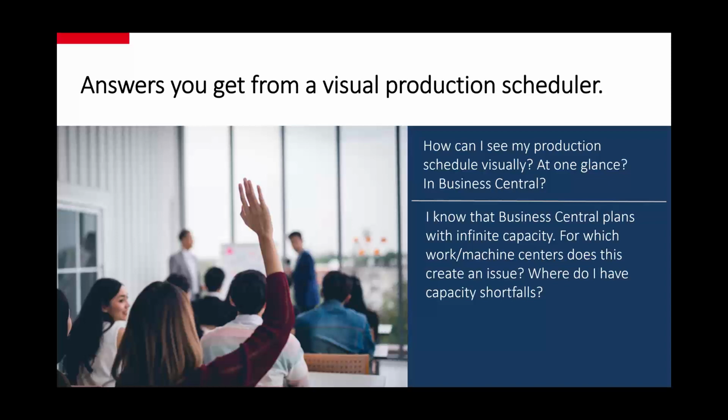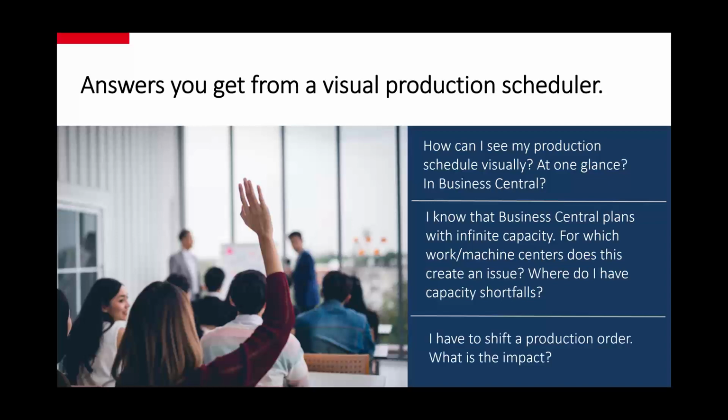So the Visual Production Scheduler mirrors the business logic of Business Central. It also works with infinite capacity. However, it gives you visualization to see where you're exceeding the existing capacity and where you will run into capacity shortfalls based on your current, in quotes, infinite schedule.